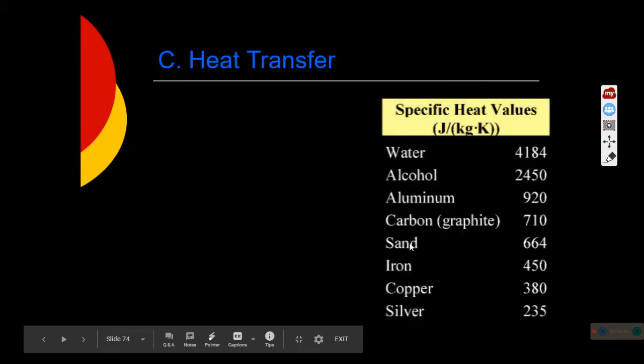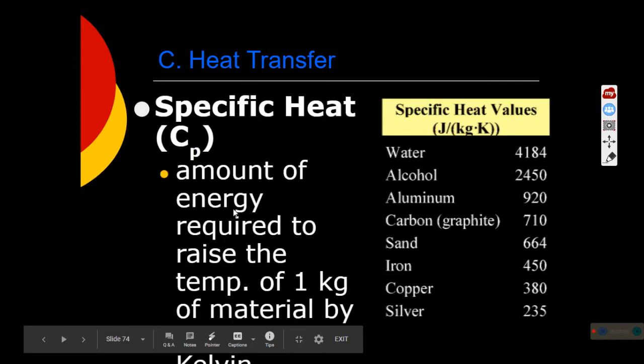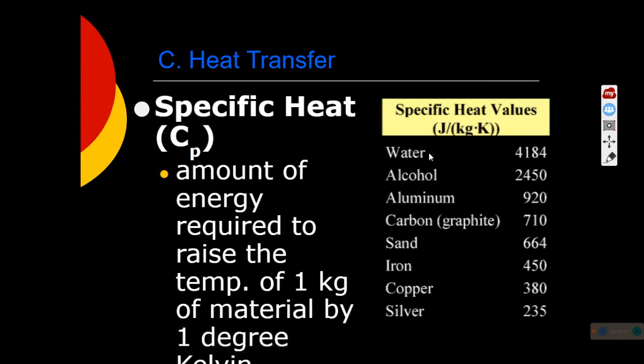So let's look at the specific heat of different objects. Okay, so it's the amount of energy required to raise the temperature of 1 kilogram of material by 1 degree Kelvin. Okay, so let's look at this. Water has the highest specific heat. It takes a lot of energy to heat up water. Alcohol is a little bit less, but aluminum, think about it. Aluminum is going to heat up a lot faster.